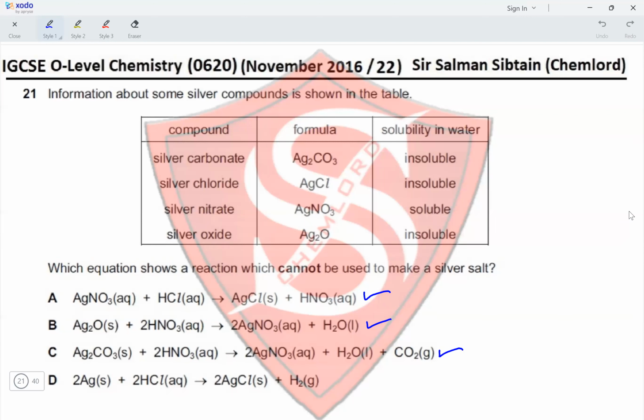And the last one is silver metal reacting with HCl to produce AgCl. This will not occur because silver is less reactive than hydrogen, so it will not displace hydrogen from its compound. So AgCl will not form when silver is added to HCl because no reaction will occur. Therefore, the correct option for this question is option D.